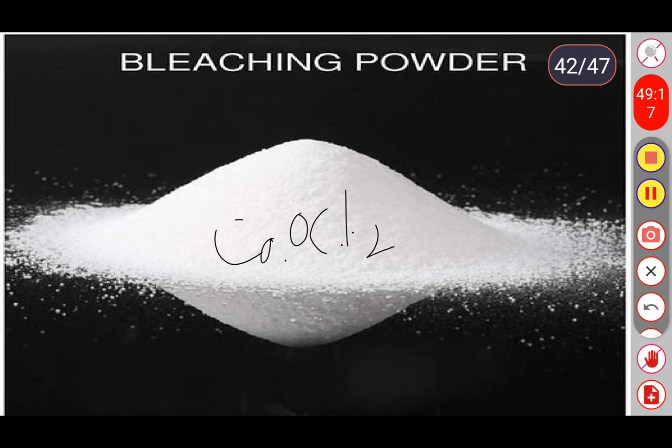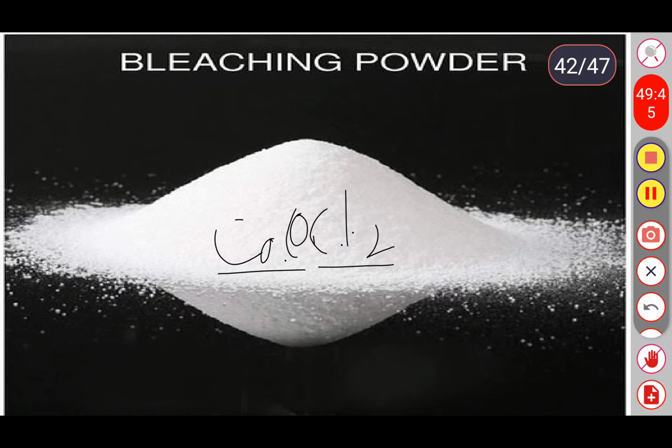So the first one is Ca, which means calcium, oxygen is there so oxy, and the last element is chloride or chlorine. That's why the complete name of bleaching powder is calcium oxychloride or calcium hypochlorite or chloride of lime. So these are some of the names of bleaching powder.